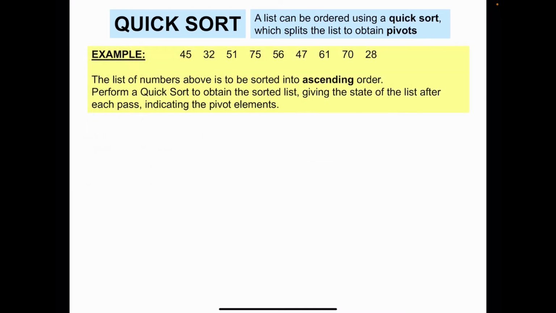So example 1. We need to split the list first by obtaining the pivots, as it said in the definition, or how the quicksort works. So what does this mean? Means I'm going to write the list as it is given, and I'm going to identify the pivot. Pivot is the element, or is the item that is exactly in the middle. So in this case, it's number 56. So that's my pivot, okay?